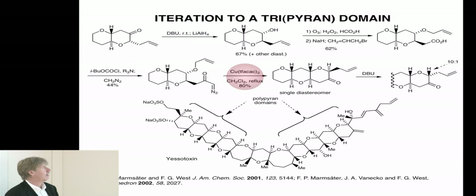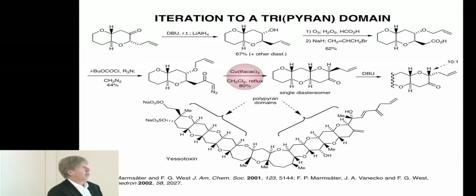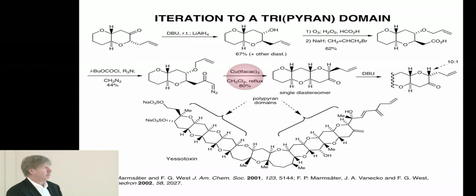right here. Forming the diazoketone is not such a good reaction. And as before, we get the axial allyl group, but we can epimerize that using DBU. And this is a 5-step sequence to go from here to here.